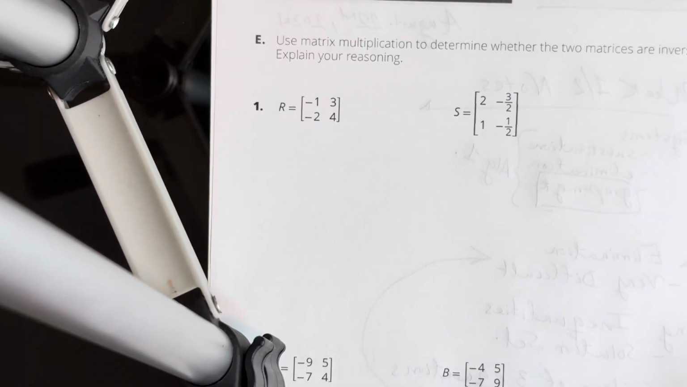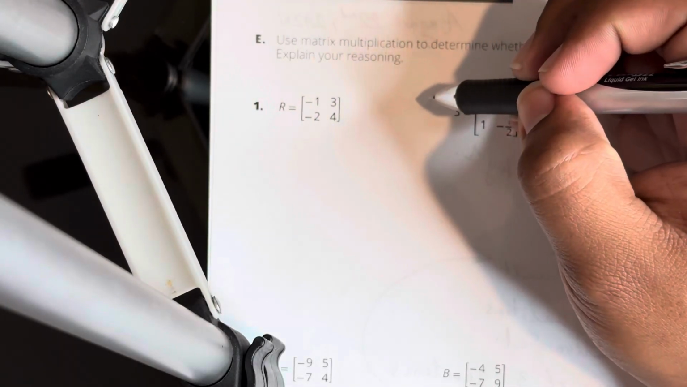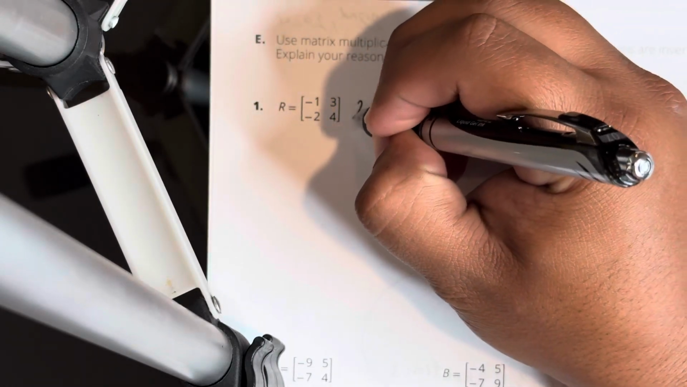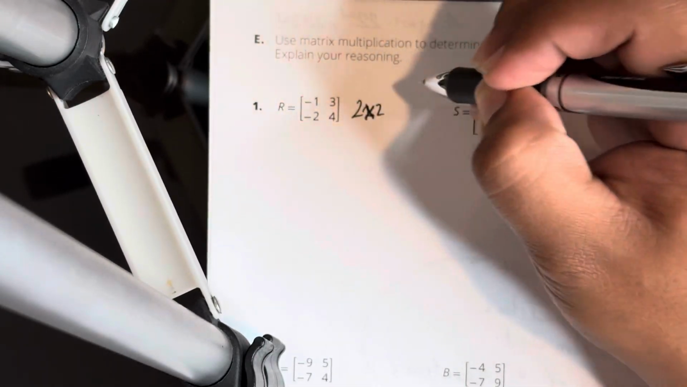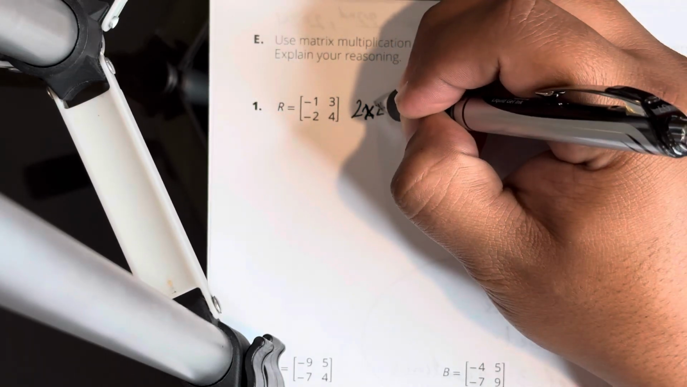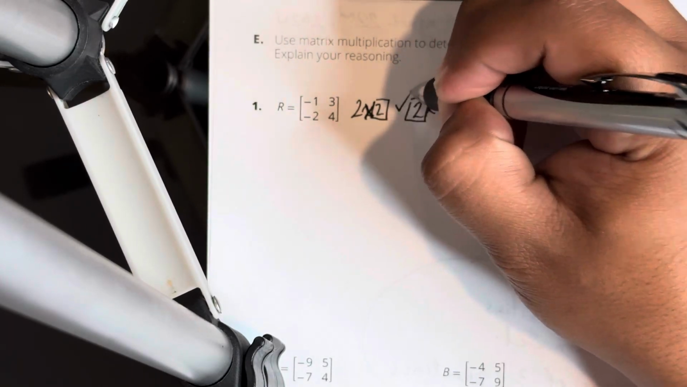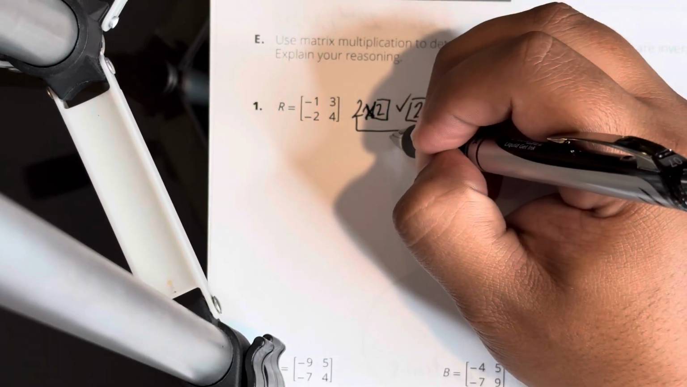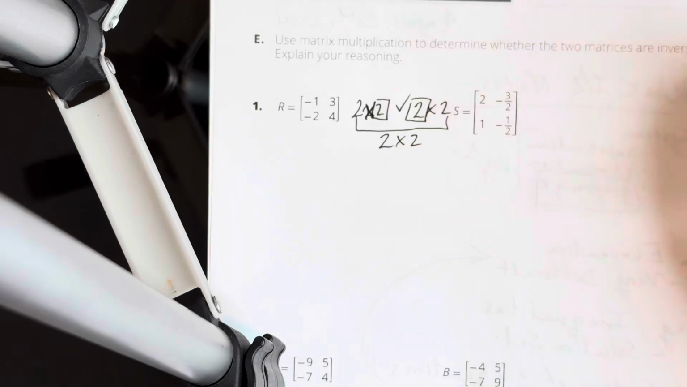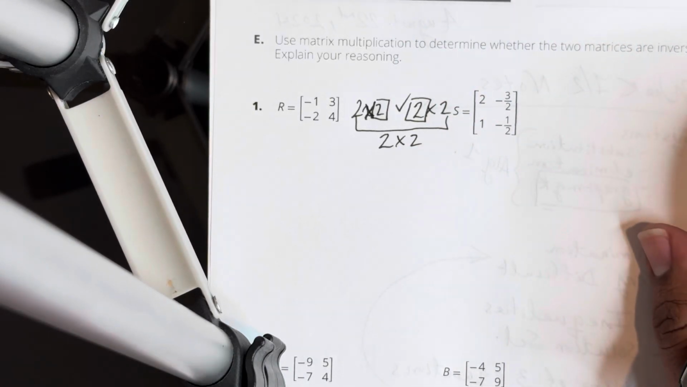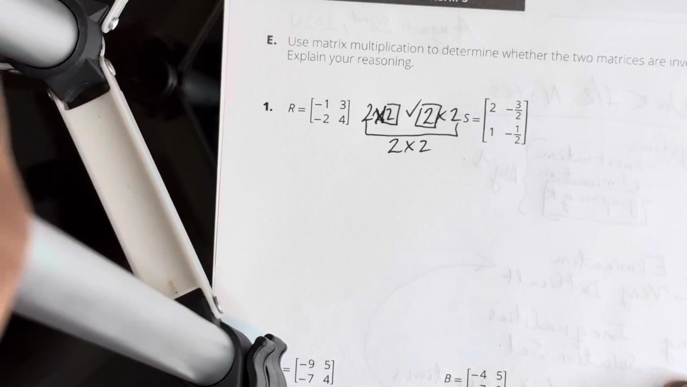Okay. Don't forget, when we multiply, we need to make sure that the columns of the first matrix and the rows of the second matrix match. In this case, we got 2 by 2, so we're good to go. This is a 2 by 2, 2 by 2. Column matches the row, looks good. The new matrix is also a 2 by 2. Okay. Gonna go very slowly.